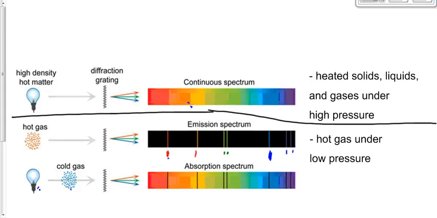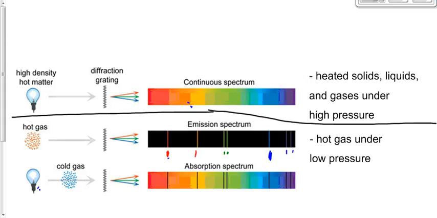You absorb heat, right? When you're cold, you absorb. This cold gas absorbs photons. And those photons cause electrons to jump to higher levels. What do we see on the screen? Well, in the absence of the cold gas, we'd see a continuous spectrum, because that's what we see with a hot gas under high pressure, or a hot solid or hot liquid.